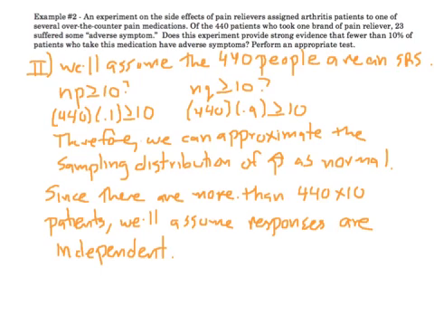Okay, now going on to step 2, the conditions. Exactly the same idea as if we were doing it as a confidence interval. So we'll assume that the 440 people are an SRS. We check np is greater than 10 and nq is greater than 10. And therefore we can approximate the sampling distribution of p hat as normal. Since there are more than 440 times 10 patients, I guess in the world, arthritis patients, we'll assume that their responses are independent. This step is exactly the same as we were doing for confidence intervals.